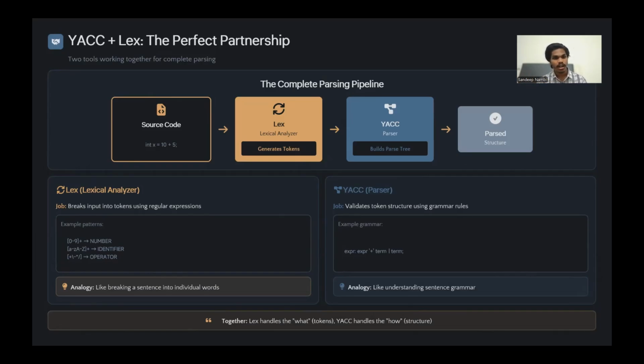So basically, the analogy is that Lex is like breaking a sentence into individual words. And YACC is the parser. Its job is to validate the token structure using grammar rules. The analogy is that YACC is like understanding a sentence's grammar, that is, it might be subject, verb, or object. And together, Lex handles the what, that is the tokens, and YACC handles the how, that is the structure. This completes the parsing pipeline from source code to parser structure. Hence, it forms the best and perfect partnership.